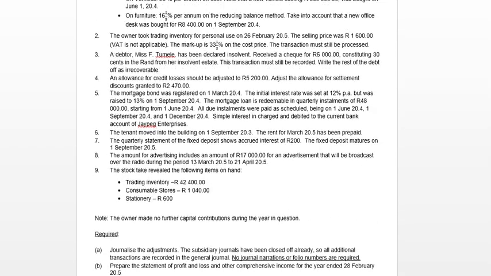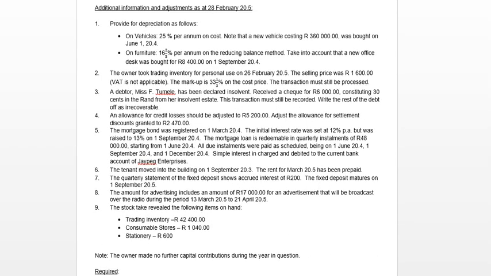Okay, the next adjustment is a debtor. Ms. F. Tumele has been declared insolvent. We receive a check for 6,000 Rand, and this 6,000 Rand constitutes 30 cents in the Rand from her insolvent estate. This transaction must still be recorded, and we're going to write the rest of the debt as irrecoverable.